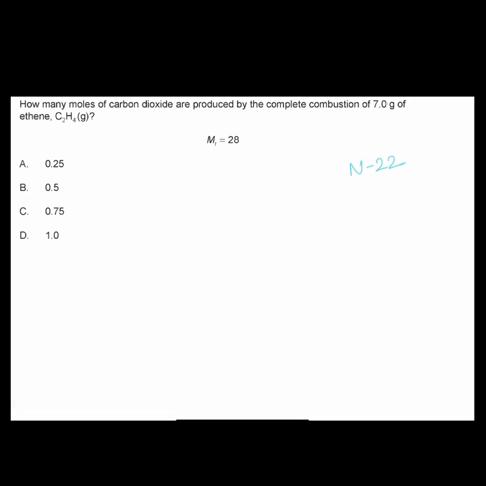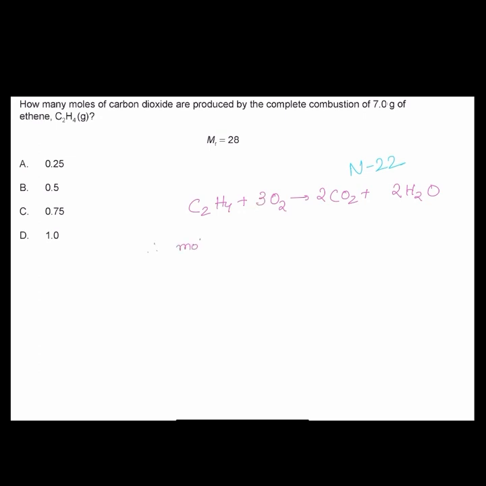Let's jump into them. How many moles of carbon dioxide are produced in the complete combustion of 7 grams of ethene? So first you have to write the combustion reaction. C2H4 plus O2 gives you CO2 plus H2O. Now we need to balance it. In order to balance it, 2 here, 2 here, and now to balance oxygen, we need to put a 3 here.